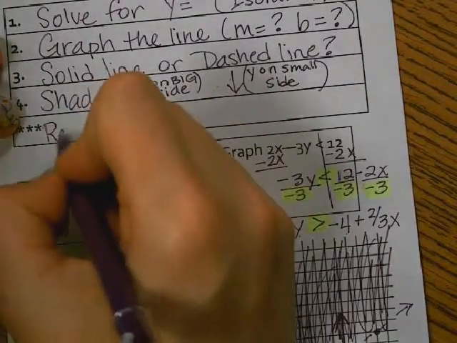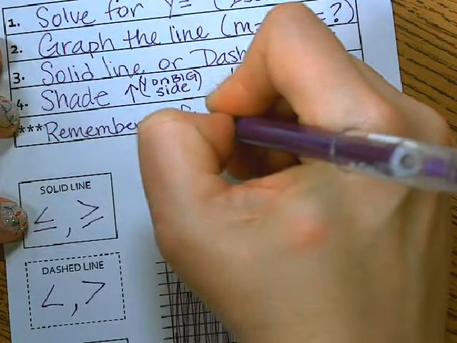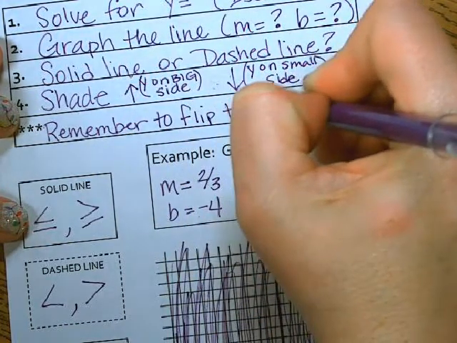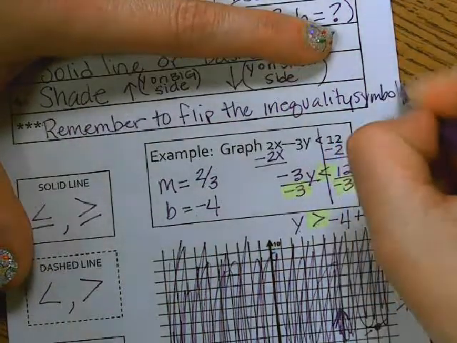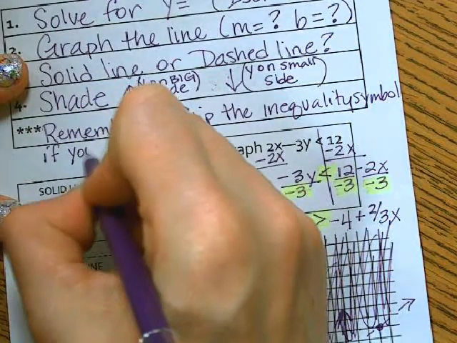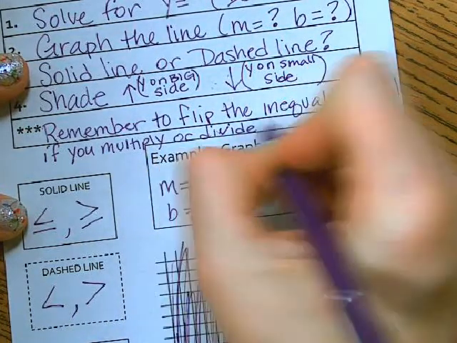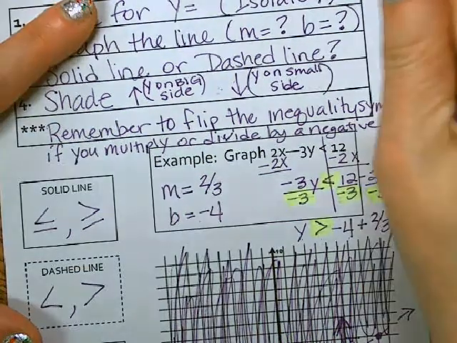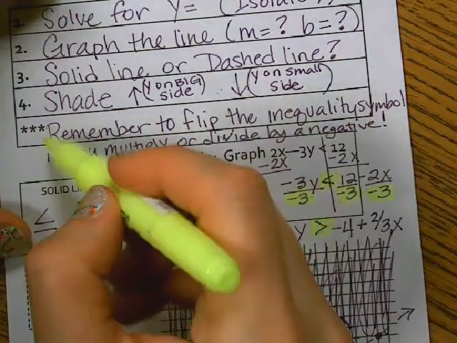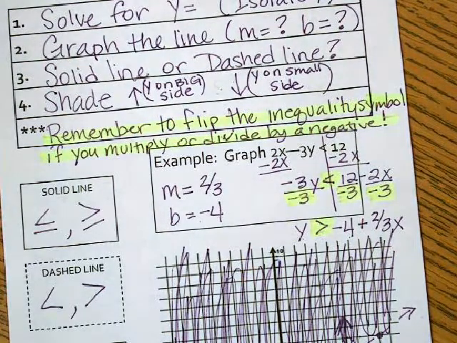So, the last thing is to remember to flip. Remember the golden rule. Remember to flip the inequality symbol if you multiply or divide by a negative. Remember to flip the inequality symbol if you multiply or divide by a negative. So that's what we did in the yellow. So I'm going to highlight that yellow.